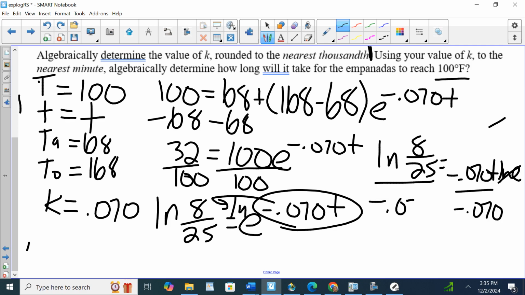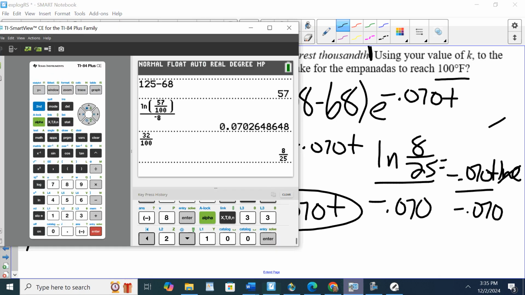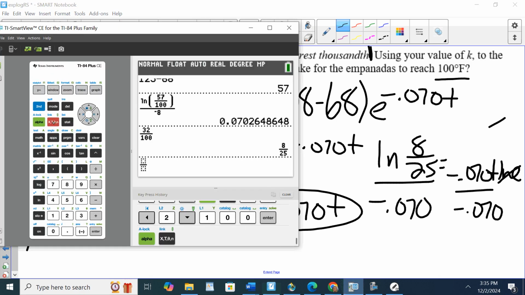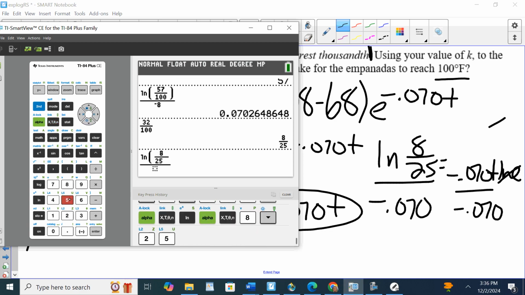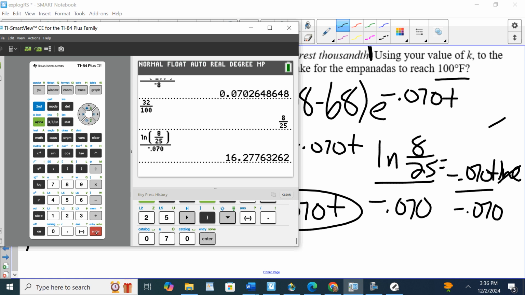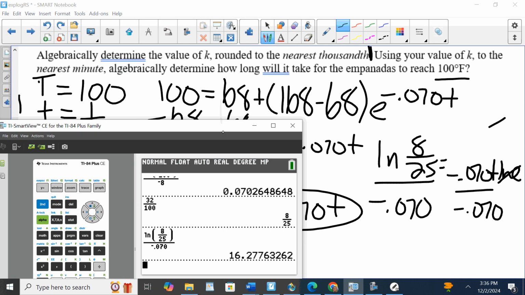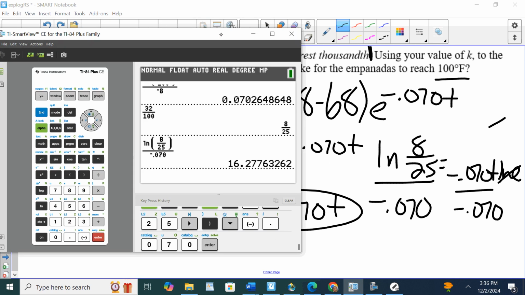Divide by negative 0.070. I type that into the calculator. ln of 8 over 25, over negative 0.070. It wants it to the nearest minute. That is 16 minutes.